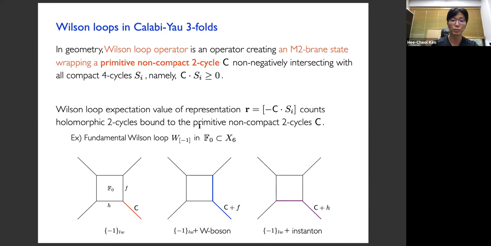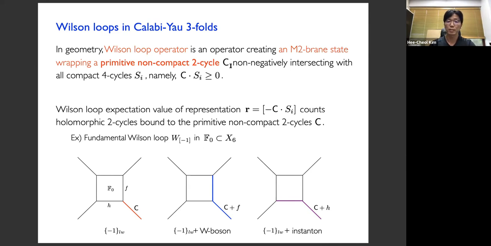So this definition can be used to define the Wilson loop operators in a geometric fashion. In geometry, the Wilson loop operator is interpreted as an operator creating an M2 brane state wrapping a primitive non-compact two cycle. Here, primitive non-compact two cycle simply means it's a non-compact two cycle intersecting non-negatively with all compact four cycles, so it will satisfy this condition. Actually, a similar definition of the loop operator was discussed by Sakura Schäfer-Nameki on Monday.